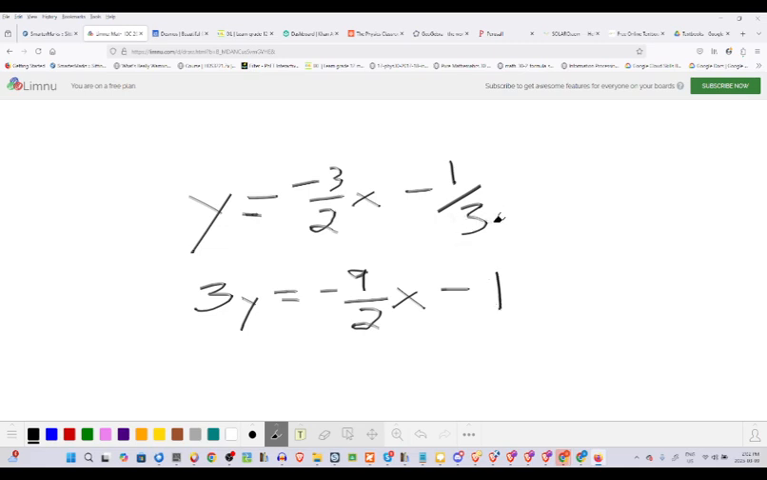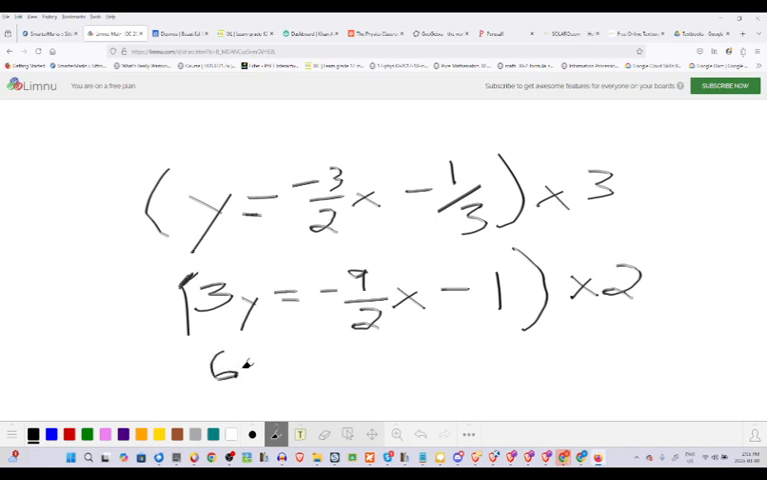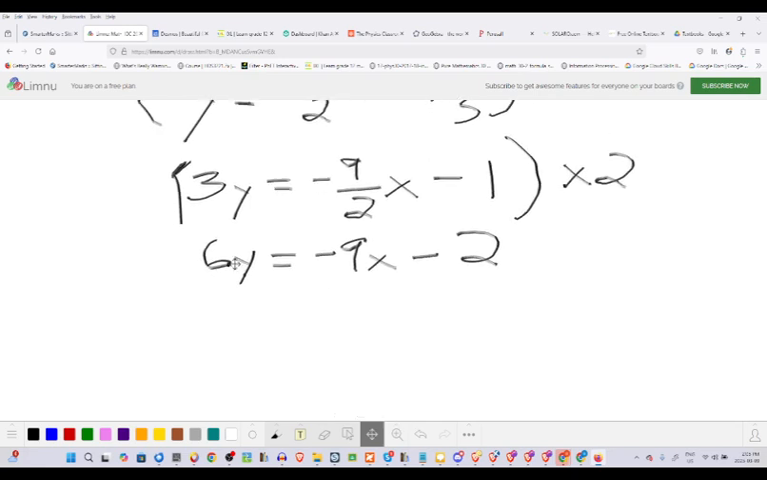This denominator is gone. We multiplied it by the largest visible denominator and simplified. We still have a denominator left. We multiply by our remaining denominator, 2. We end up with 6y equals negative 9x minus 2, because the 2's canceled here. Everything else doubles, because that's the only denominator of 2.